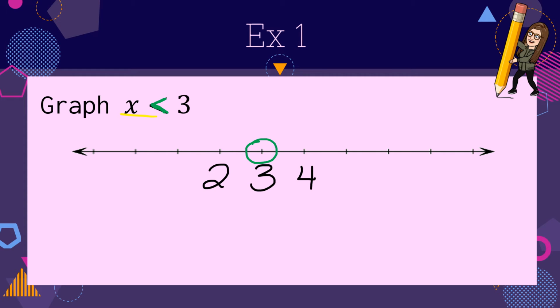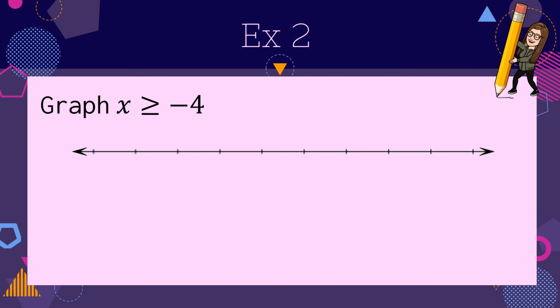Step 3, I need to shade. Well, what type of numbers are less than 3? 2's less than 3, 1's less than 3, 0's less than 3, negatives are less than 3. We want to go to the left. So you can zigzag to the left, or you can shade the line to the left, or if you prefer to be neat, you can go up and over to the left. Just make sure you have an arrow on the end.